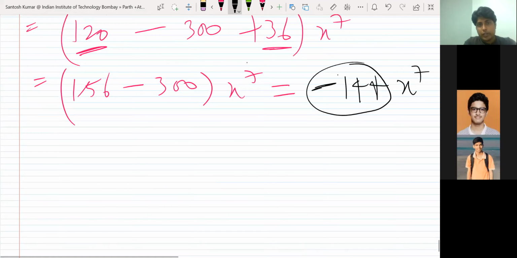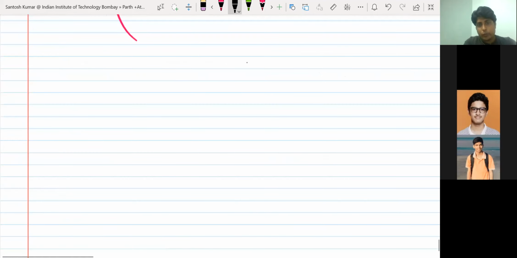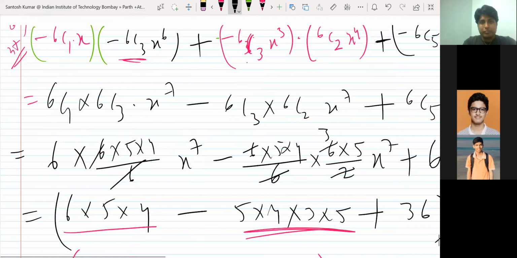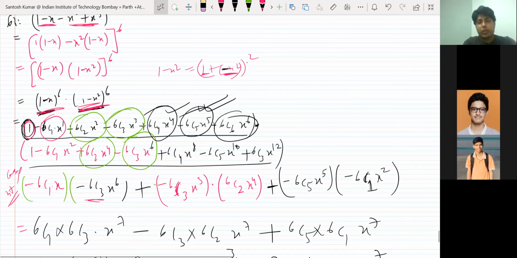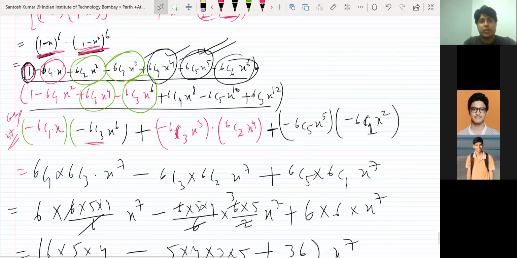Okay, try next one. So any doubt in this? We did factorization, then we have two factors and we expanded both. Then we collected the terms pairwise so that the product contributes x raised to power 7.